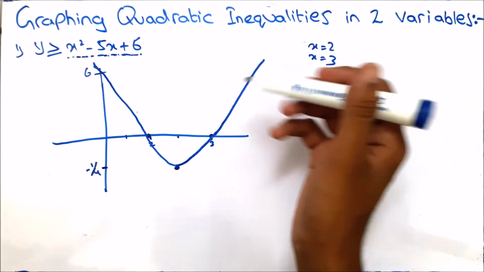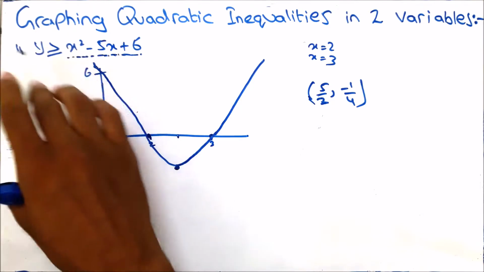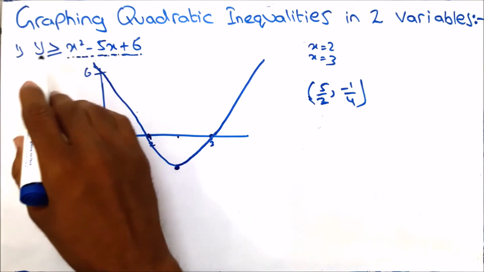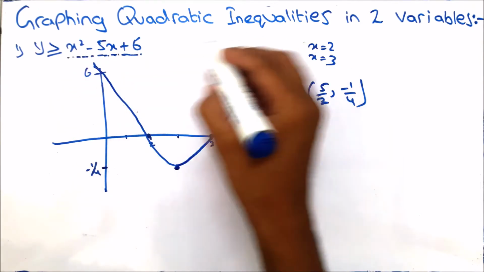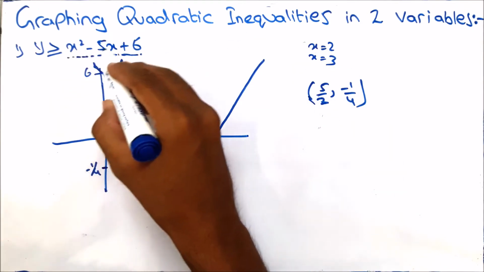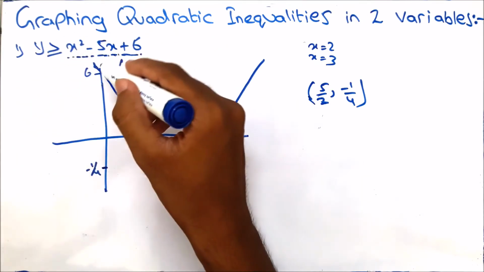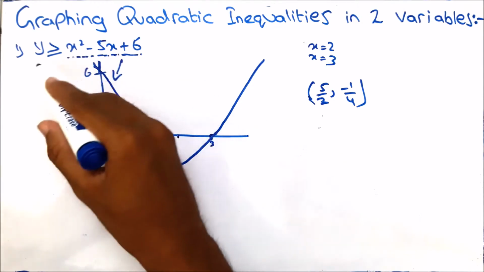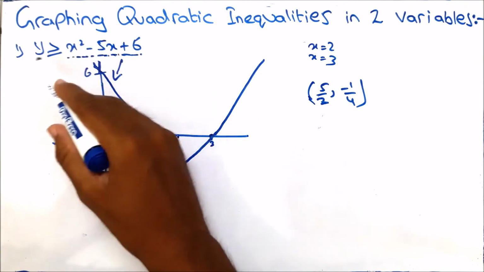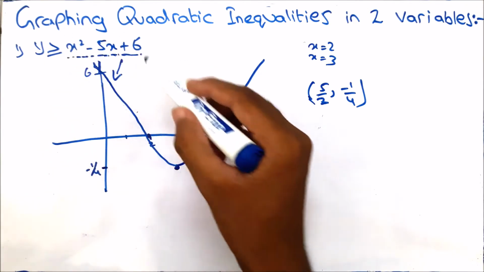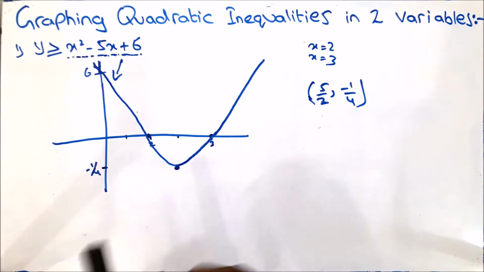quadratic inequalities. Okay, so coming to the inequality, what does this try to say? Here it says that that's the equation of the curve. The curve has this equation, x squared minus 5x plus 6. We have to shade the region where y is greater than the curve. y is some variable which is greater than this curve. So we'll shade all the points above this curve.